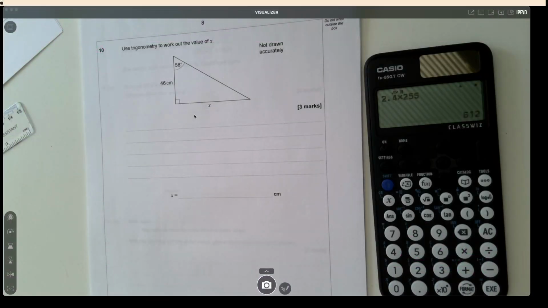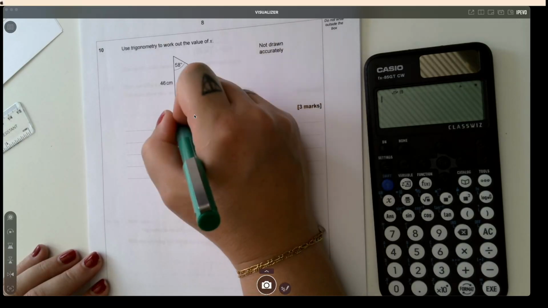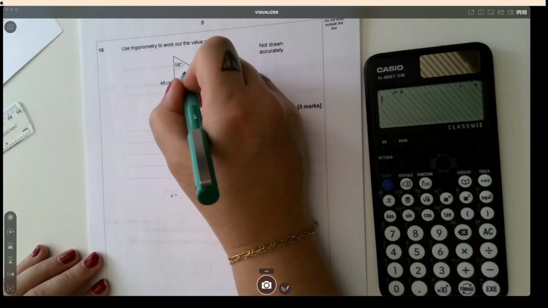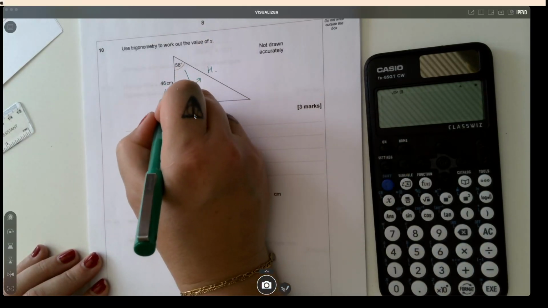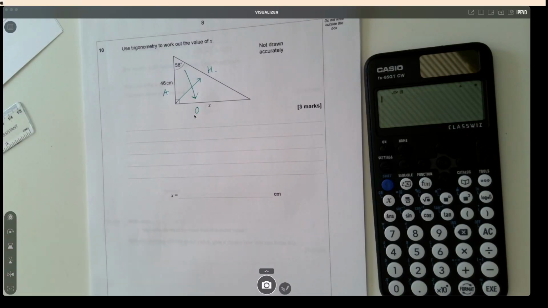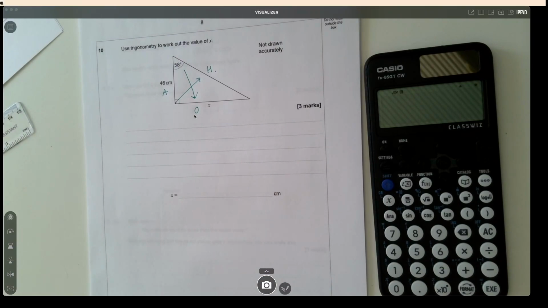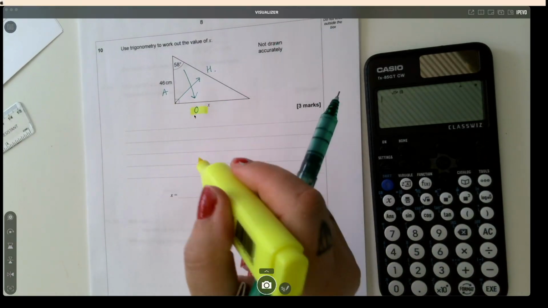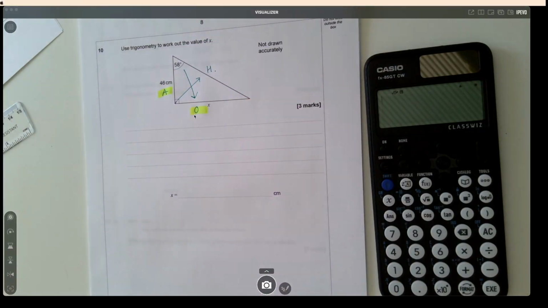Question 10. Use trigonometry to work out the value of x. So the first thing I need to do is label the sides. The side directly opposite the right angle is the hypotenuse. Opposite the other angle we're given is the opposite, which means this side must be the adjacent. Now I need to figure out what sides I have information for. Well, I'm looking for x, which is the opposite. So we're going to use that side. But I'm also given the value of the adjacent. So I'm using the opposite and the adjacent in this one.